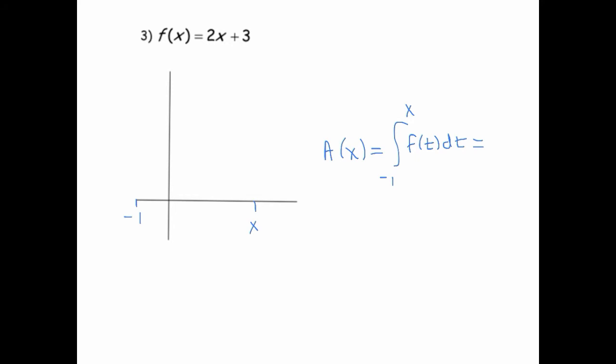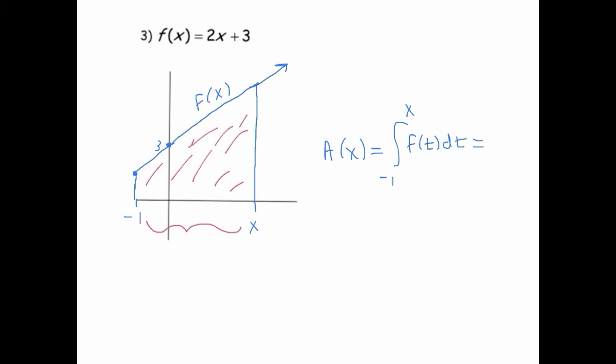2x plus 3 has a y-intercept of 3 and a slope of 2. So when I plug in -1, I get out a 1. So it's going to look like this. So there's my function f of x. We're interested in this area here.